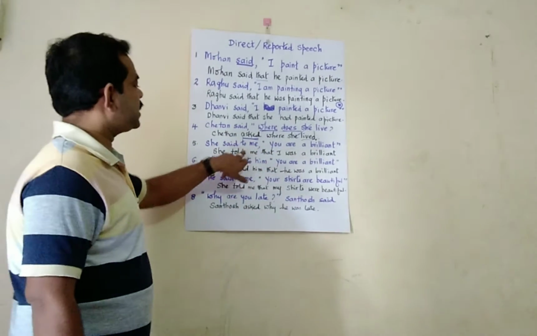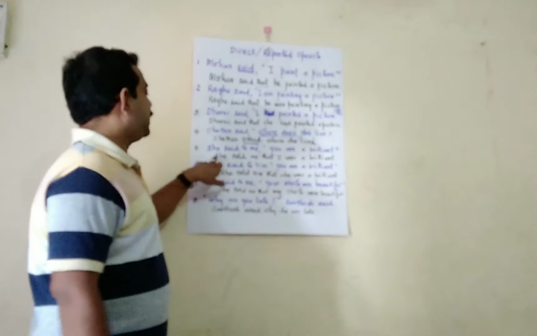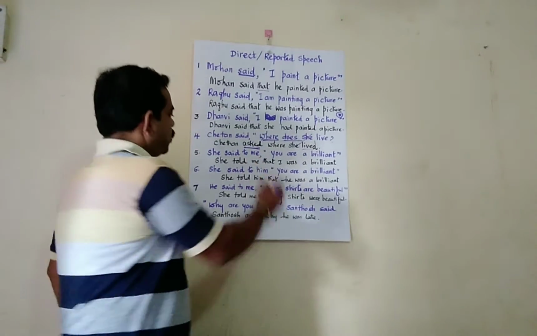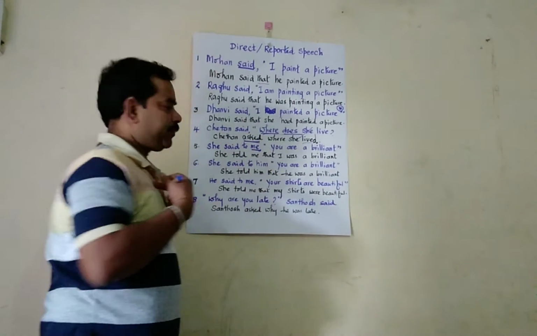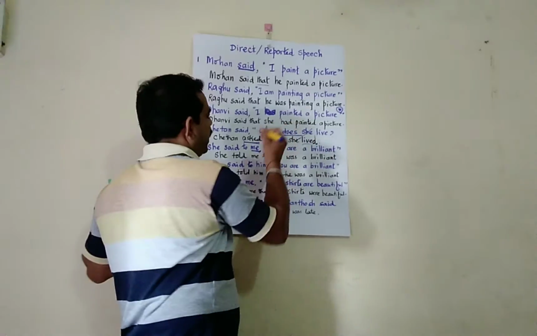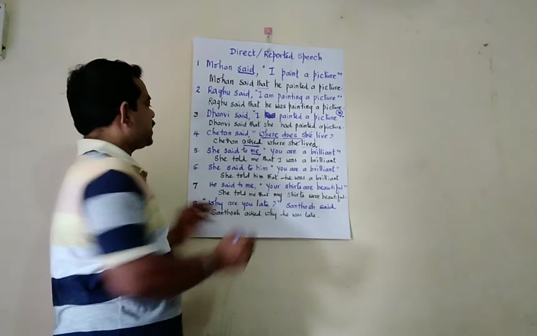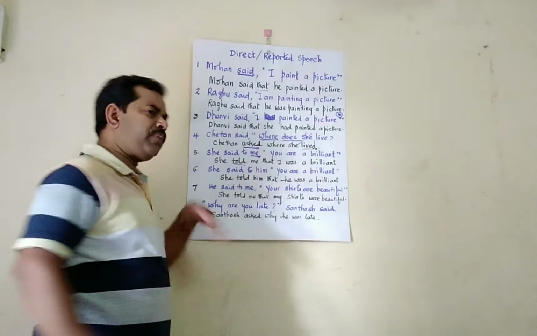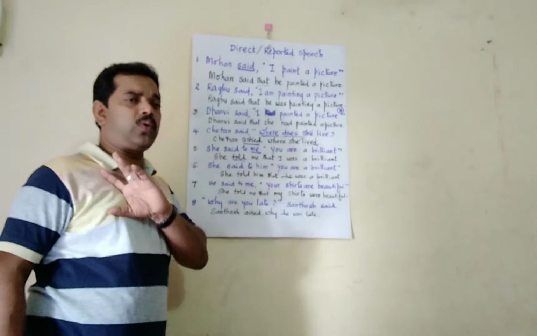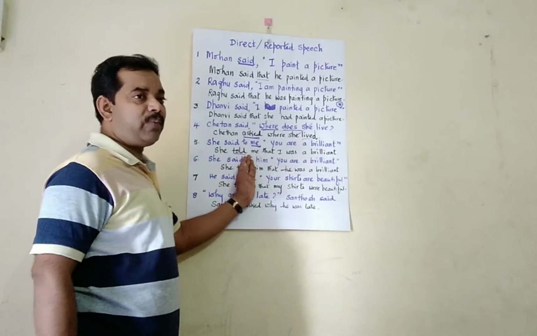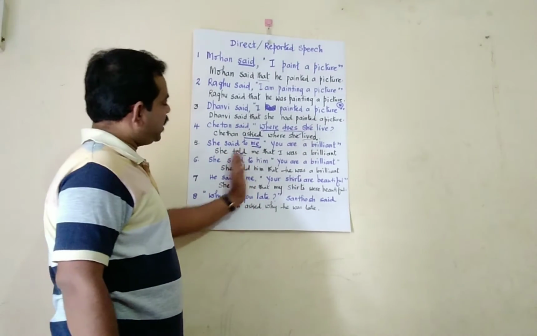Now I am taking the same example here. See, she said to me. Now to whom? To me only she is saying. She said to me, "You are a brilliant." Now while changing, said to will be changed to told. Or sometimes if you retain said to, also not to worry, because said to will be equal to told. Now she told me that.